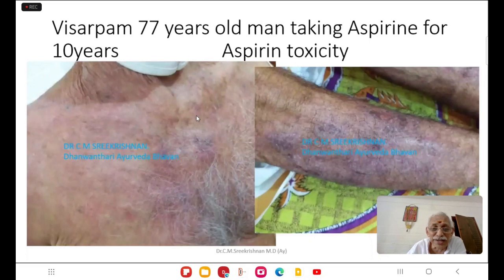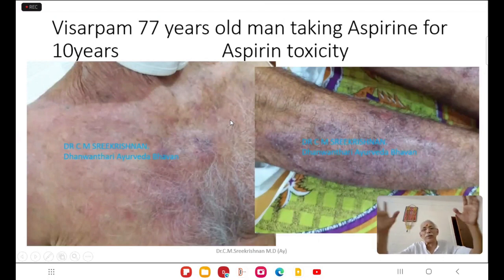This 76 or 80 year old man came with this ecchymosis, that is bleeding through the skin. And on analysis, we came to know that he is a 70 year old man taking aspirin for 10 years. And this is aspirin toxicity. And we will consider it a visceral condition. That means when we use aspirin for a long period, the aspirin will thin the blood.